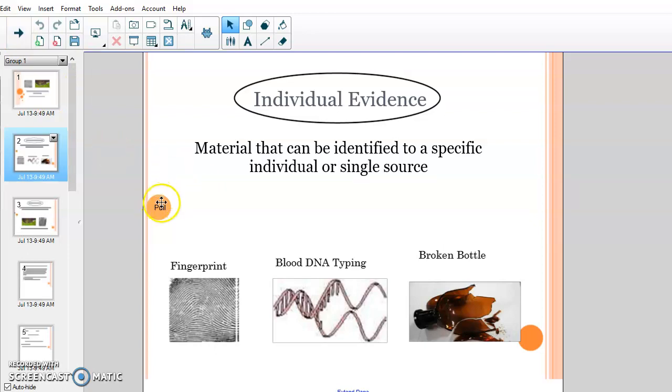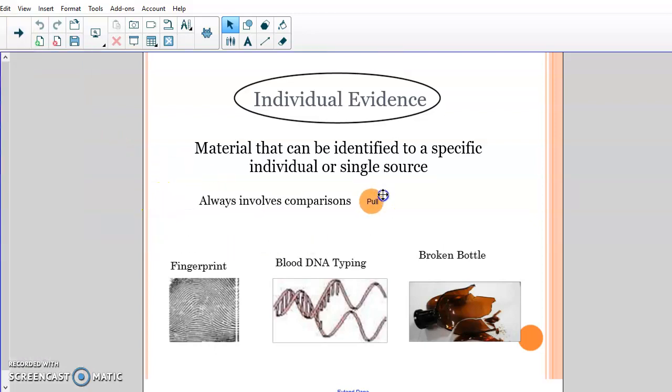Now, the key for individual evidence is that it always involves comparisons. You have to compare it back to something. For the glass piece, you had to compare it back to the broken bottle. It had to fit in. For the DNA, it had to match back to a specific person where you had a control sample. Same thing with the fingerprint. You have to have a 10 print card of somebody in order to match an unknown print to them. So in order to individualize evidence, you always have to have something to compare it back to in order for it to be considered individual.